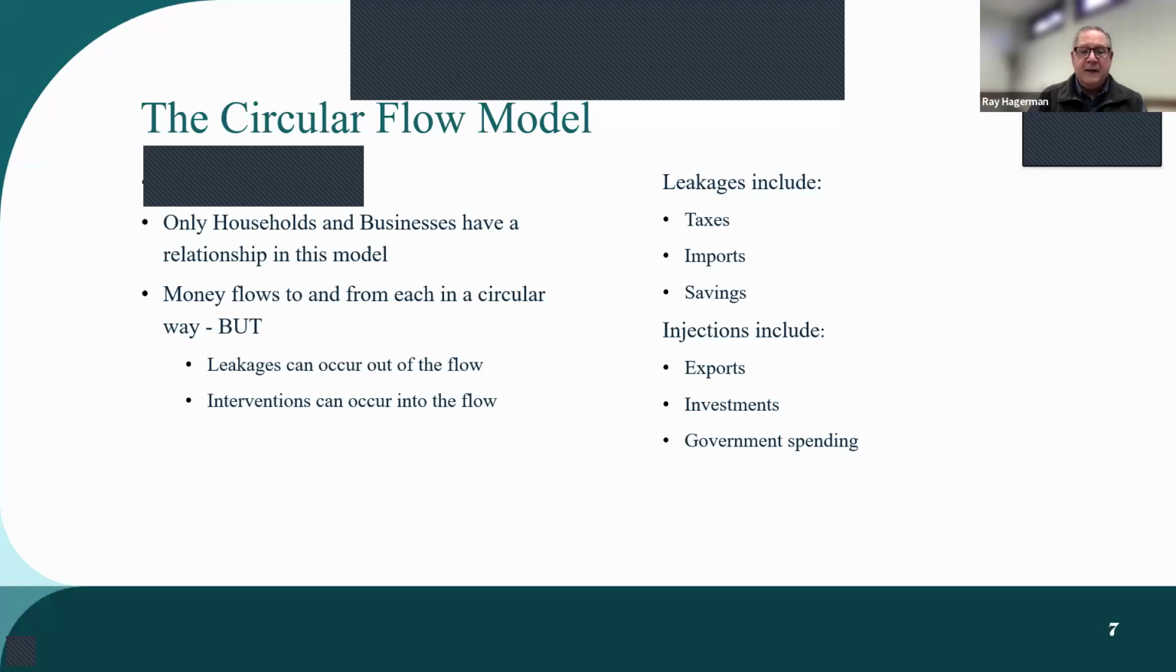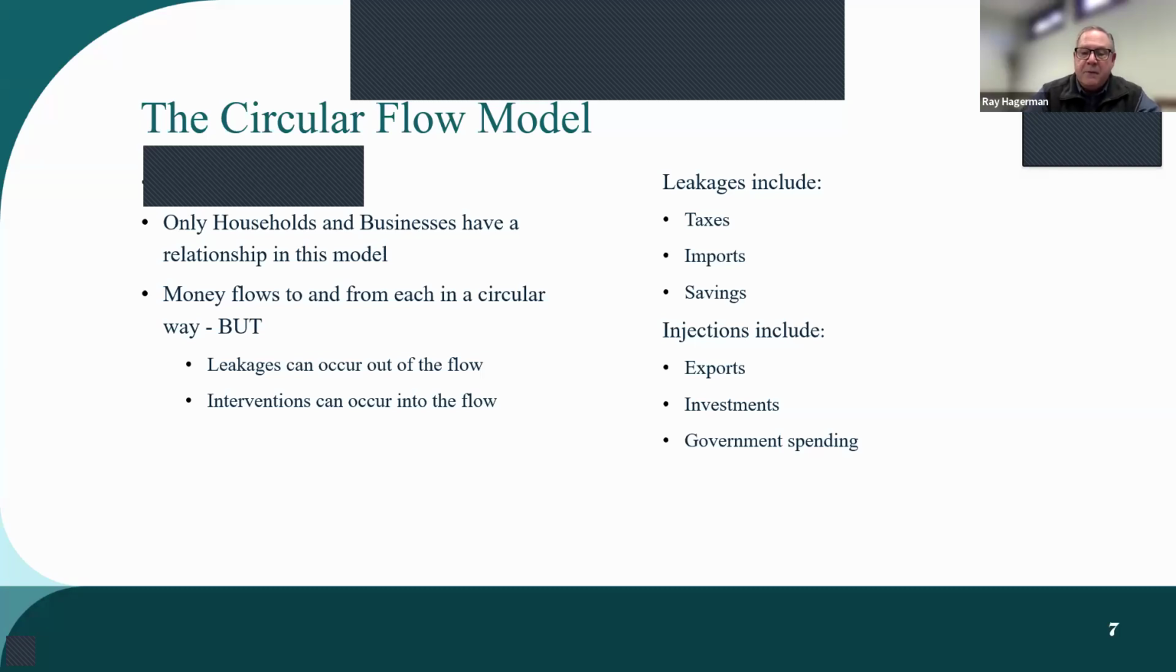By the same token, again, nothing is perfect. In order to facilitate things in that circular flow, sometimes there are other things that could be considered injections. The leakages are money coming out of the model. Injections are money that is actually going into the model. Those injections can come from exports. Those injections can come from investments into the system, which will enhance the business's ability to create goods and services, or such things as government spending.